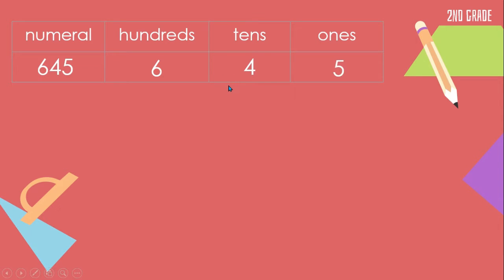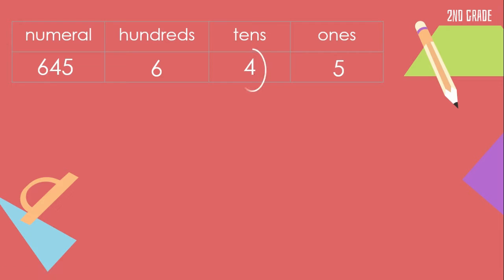So what did I say last year? Ones are always on the right. Going to the left, it is followed by tens and then hundreds. If we have 4-digit numbers, then that will be thousands. Got it? Very good. So again, 6 is 600 since it is in the hundreds place value.